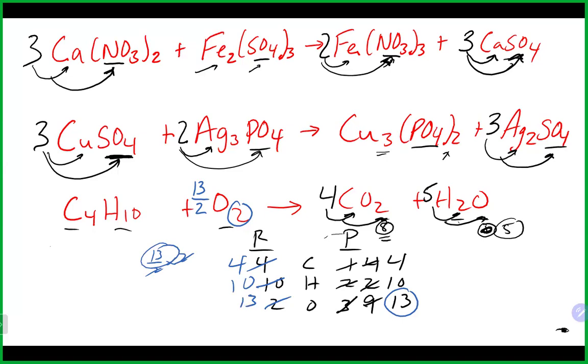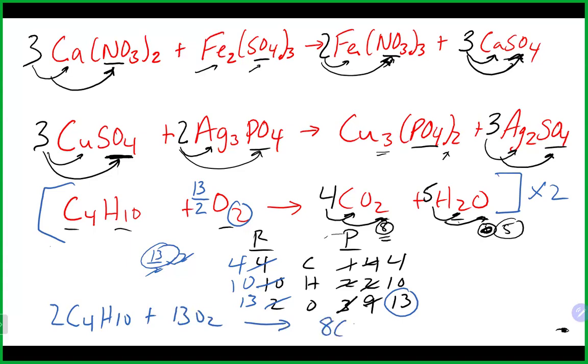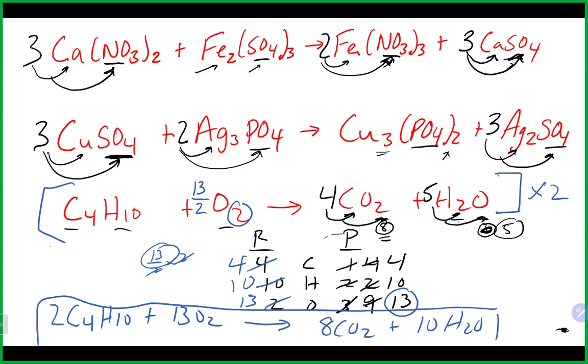Now, again, it is balanced, but we cannot leave it like that because all the coefficients do have to be whole numbers. So we do need to go back through and multiply everything by the denominator there, which is a 2. So we're going to take everybody again, not just the fraction, and multiply everybody by 2 on the coefficients. And that will give us 2 C4H10 plus 13 O2 goes to 8 CO2 plus 10 H2O. And once again, if I did not screw up, hopefully, we should still be balanced.